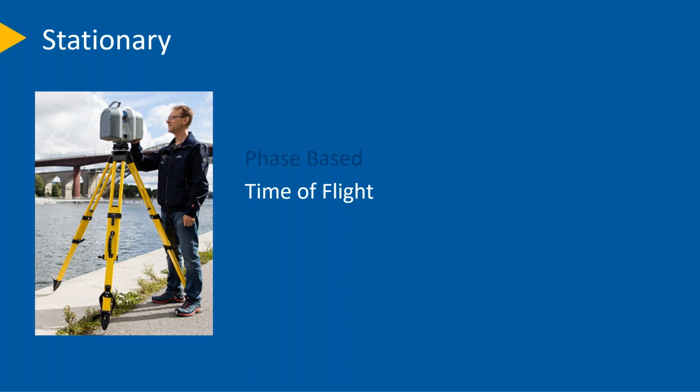Time of flight historically has been known for having longer ranges, not being quite as accurate on the close range, but maintaining its accuracy over the entire range of the scan. In the past, it wasn't known as being as fast as phase-based, but in the last few years, these two technologies have become very similar in that they're both having similar scan times and similar accuracies as well. And then you also have scanners sometimes that are a hybrid of the two.